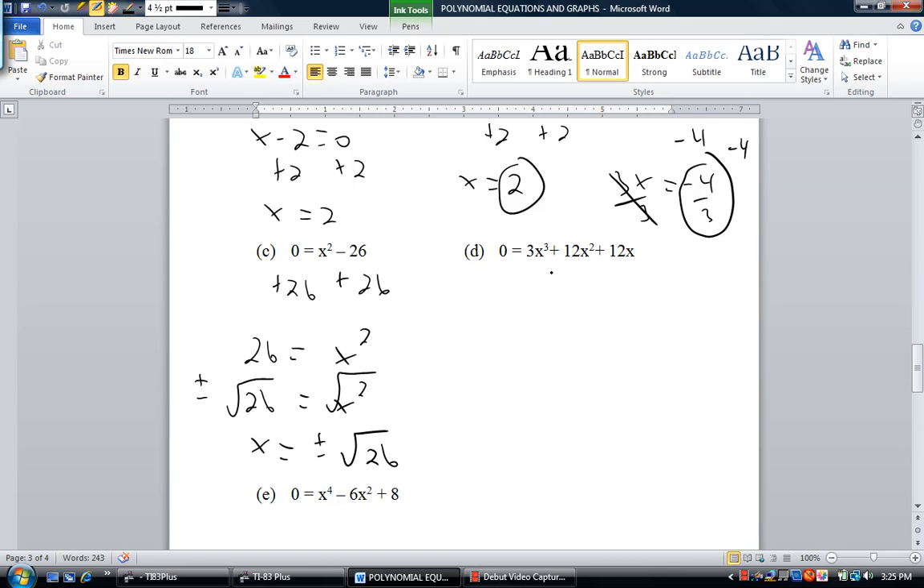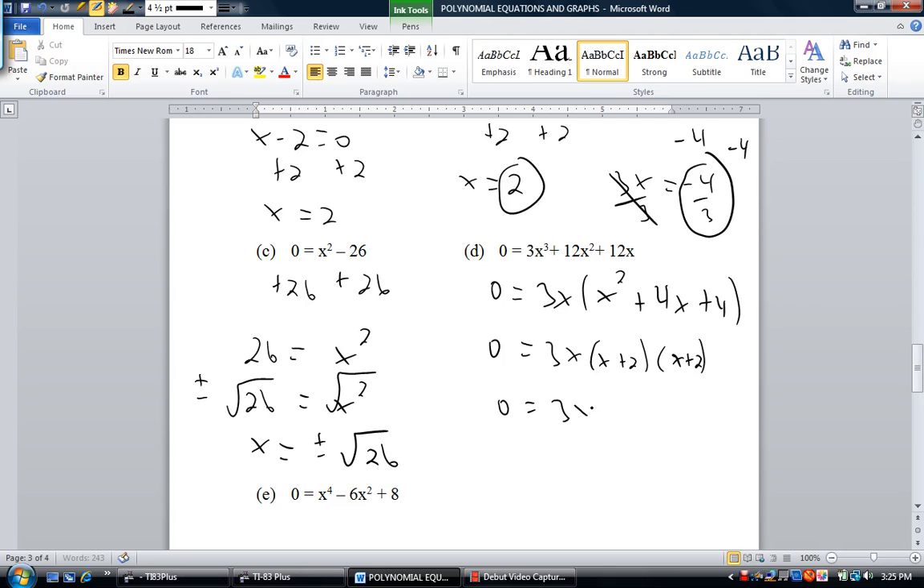Now on this one, I'm going to solve it by factoring. First thing I notice, and by the way, I can't use the quadratic formula here because of the cube, so I have to factor. If you notice that all three terms have a 3x in common, when I divide each of those by 3x, I get x squared plus 4x plus 4. Then I can continue factoring or use the quadratic formula in this part. It's going to factor as x plus 2, x plus 2.